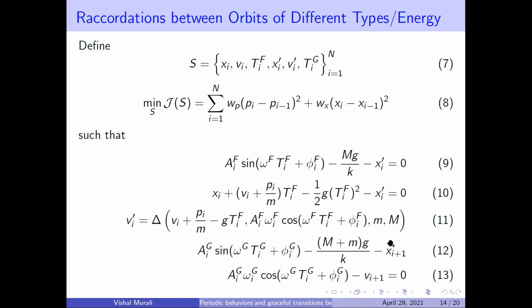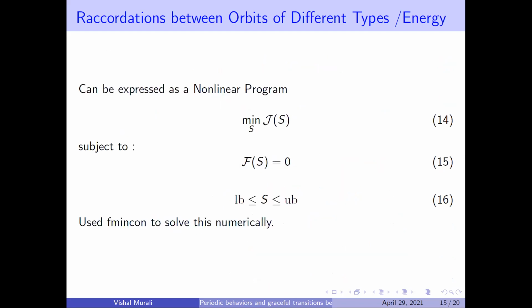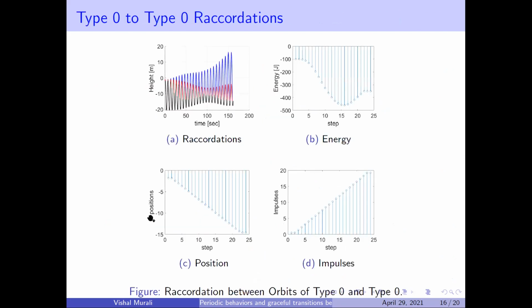Since the dynamics was pretty simple, we could actually integrate it out and express it in this form. So this relates to the impact dynamics. This is just the ground phase dynamics, the flight phase dynamics integrated out, and this is the ground phase dynamics that is also integrated out. And ultimately, we can express this as a nonlinear program subject to these constraints, and we can use MATLAB's fmincon, for example, to solve this numerically. And so this is again from type 0 to type 0, we can get a set of Raccordations in this form.